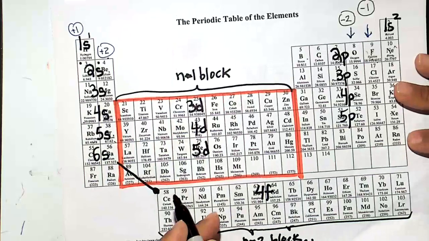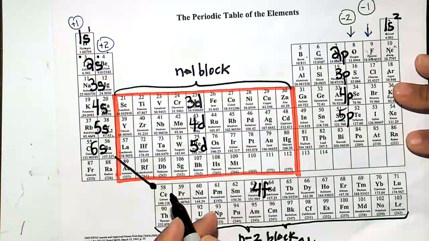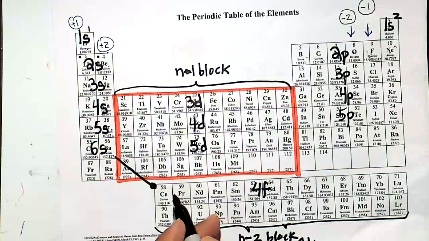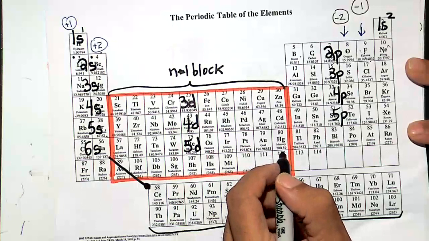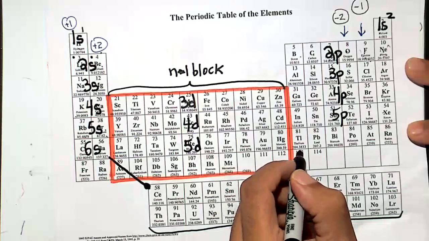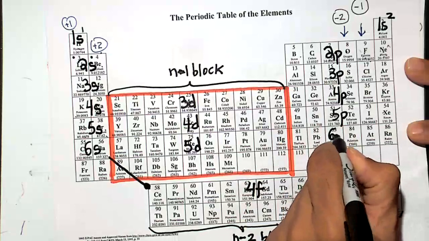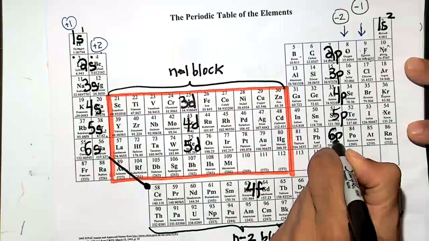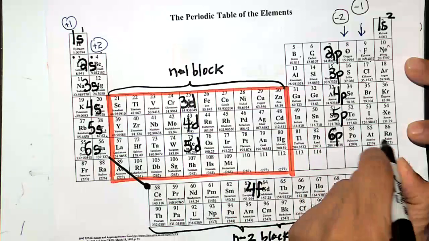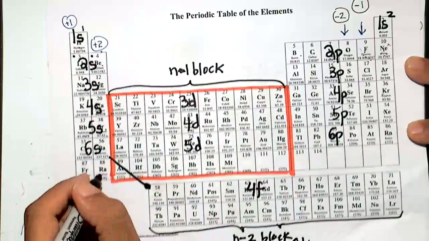5d: 5d1, 5d2, 5d3, 5d4, 5d5, 5d pair up, 5d6, 5d7, 5d8, 5d9, 5d10. They filled up 5d10. Where will the first electron in this element, thallium, go? 6p: 6p1, 6p2, 6p3, pair up, 6p4, 6p5, 6p6.